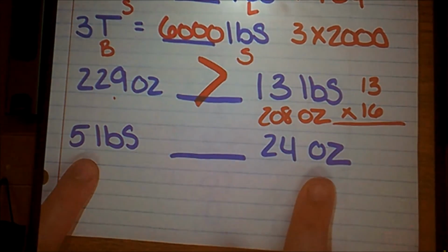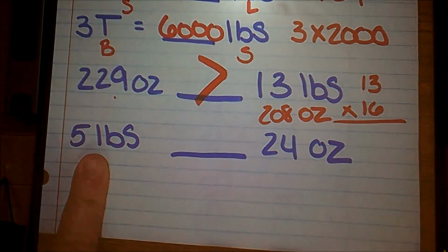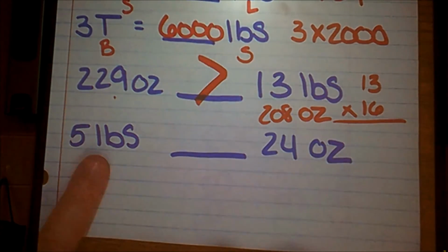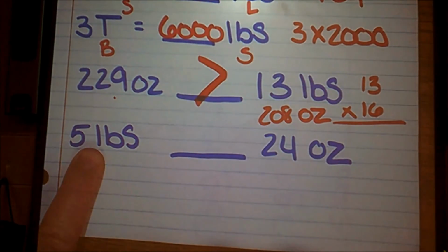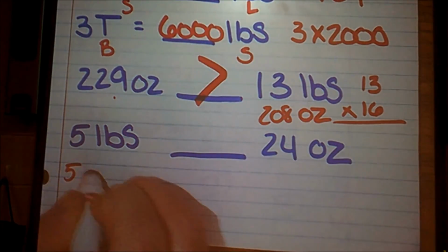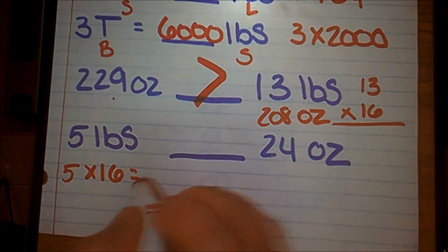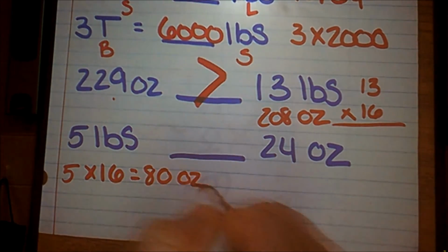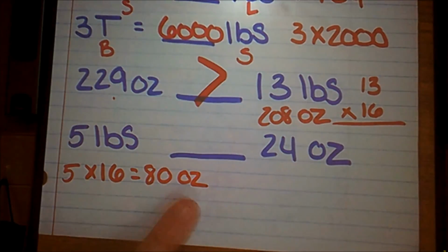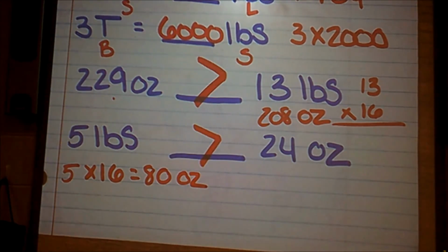Again, I have different units here, so I'm going to convert my pounds into ounces because personally, I like to multiply better than I like to divide. So if I change these 5 pounds into ounces, then I'll be going from big to small, and then I can multiply. So I'm going to multiply my 5 pounds times my 16 ounces that are in each pound, which gives me 80 ounces. Obviously, 80 ounces is way bigger than 24 ounces.